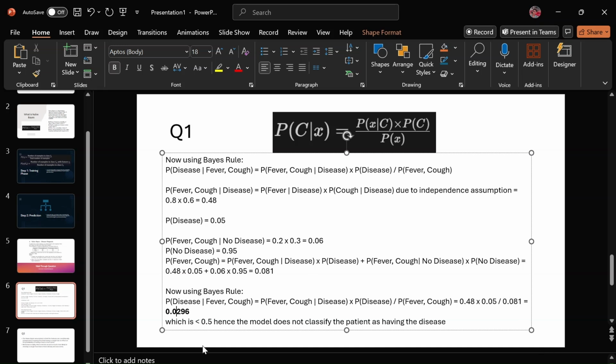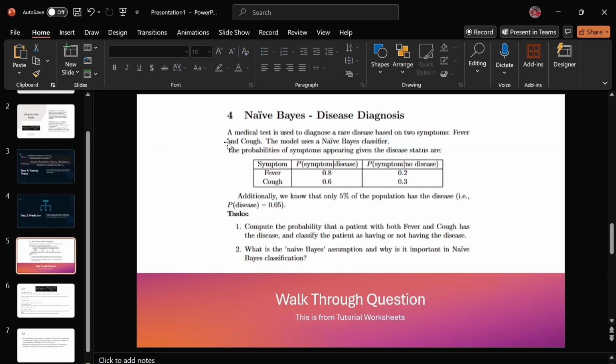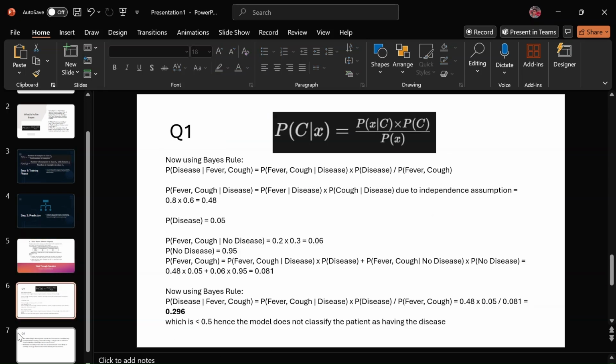And it gives us the answer of 0.29, not 0.029, and that is less than 0.5, which is the standard threshold for a classification algorithm. Hence, the model does not classify the patient as having the disease. And that's this question. That's about as bad of a question as you're probably going to get on naive Bayes. It just takes you through the entire classification mechanism from the data to some predictions.